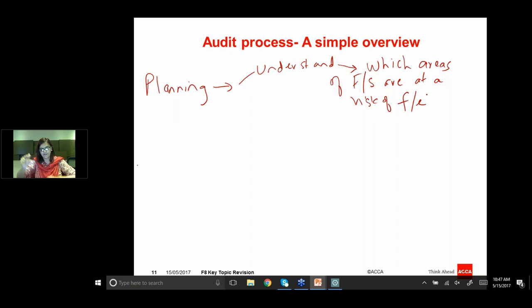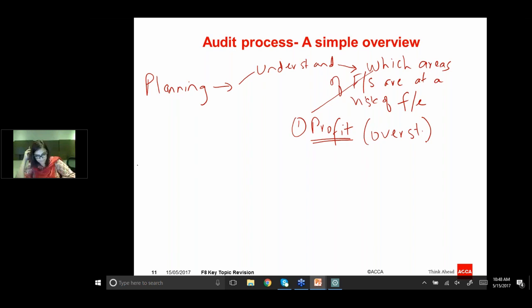So what does that actually mean? Someone said, I was standing in the lift, and I heard someone say the company gives profit-linked bonuses. The minute I heard that, I quickly realized that profit is an area that might be at a risk of fraud. I'm concerned that they might be trying to show extra profit so that they get extra bonuses. I said, fine, that's a very good point.